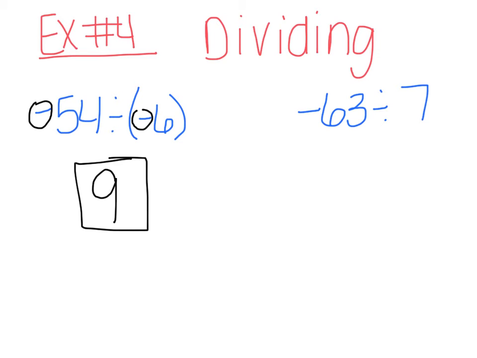-63 divided by 7. We know that is also 9. But my answer becomes negative because I have 1 number that's a negative number. So just like multiplying, a positive and a negative becomes a negative. Two negatives become a positive.